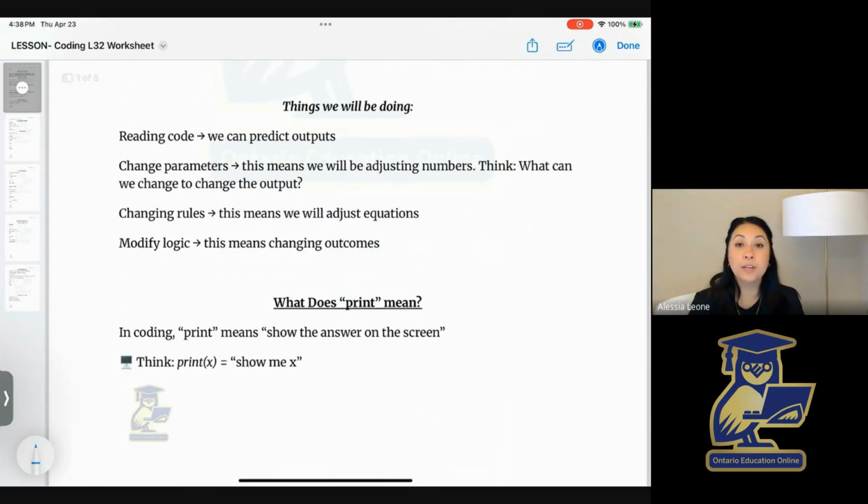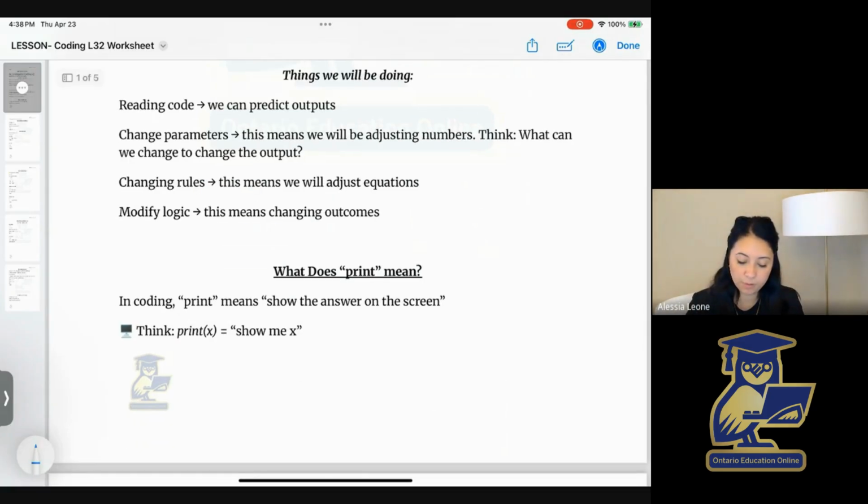So what does print mean? Print means show the answer on screen. Print means outcome. So there's a little computer symbol. Think print X. Show me X. What is X? Is what you would be telling the computer to do.